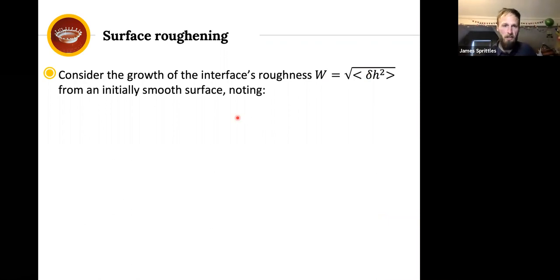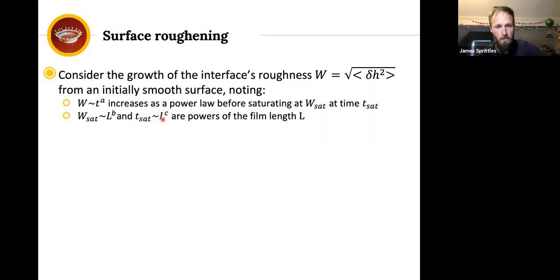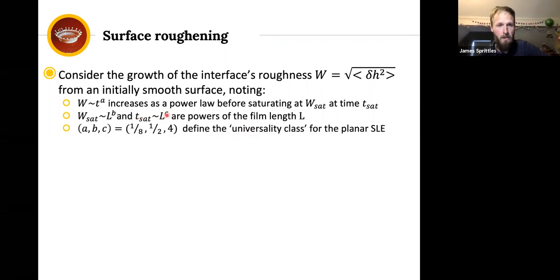of universality classes. So what we can show is that the roughness goes, so this is now for the lubrication model where we can do things analytically, we can show that the roughness goes like some power of t before it saturates at some value at some time. The saturation depends on the length, which I've already shown you, and the time depends on the length, some powers. And that puts us in a universality class with these constants, which seem uncommon.